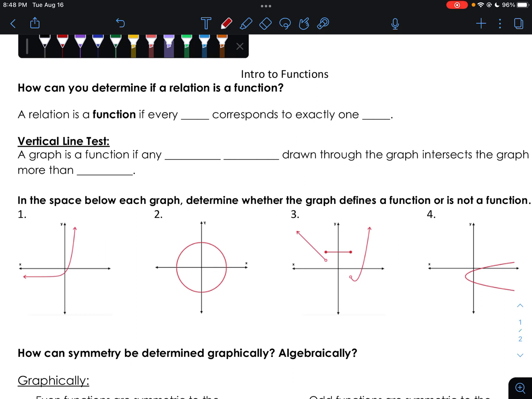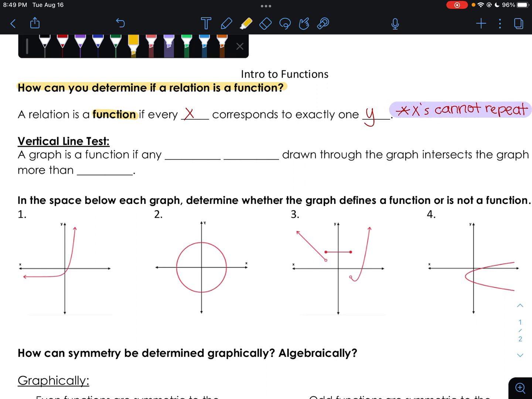So first off, we're going to talk about how we can determine if a relation is a function. A relation is a function if every x corresponds to exactly one y. So basically what that is saying is that x's cannot repeat. Okay, we do not want our x's to repeat.